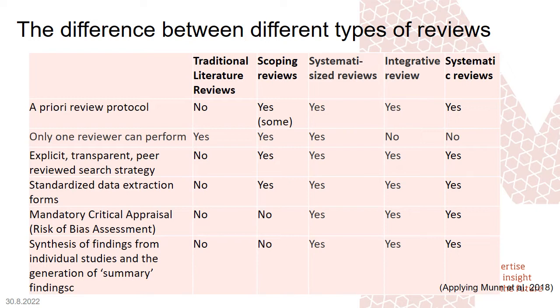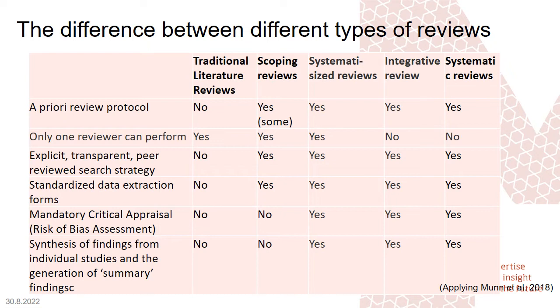In systematized reviews, integrative reviews, and systematic reviews, critical appraisal of the selected studies is mandatory. However, also in scoping reviews, this is often performed in order to make the search process more reliable and the outcome more reliable. So it's not mandatory but recommended also in scoping reviews.